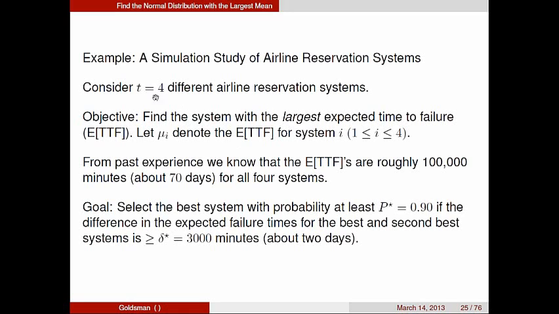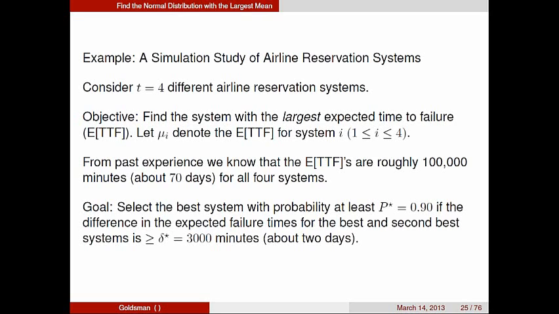Suppose we have 4 different airline reservation systems, and we want to know how long it takes before the system breaks, before it fails. We want to know the expected time to failure. We're interested in finding the system with the largest mean expected time to failure, and we'll call that mu i for system i, where i goes from 1 to 4.